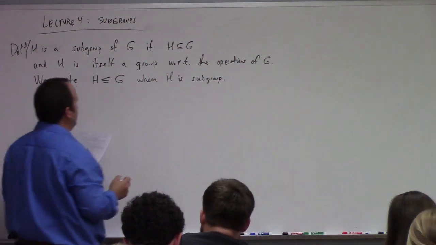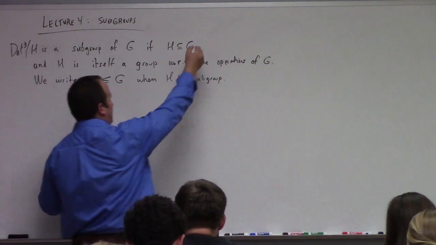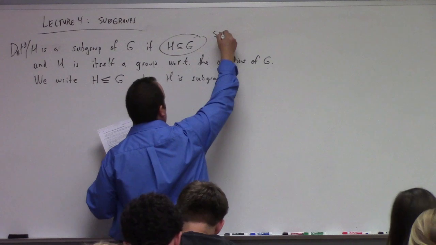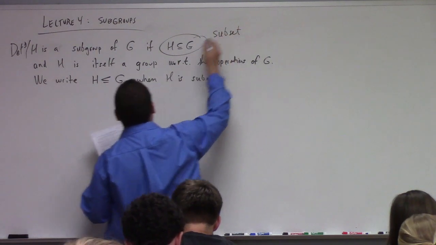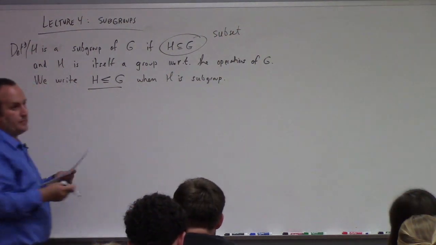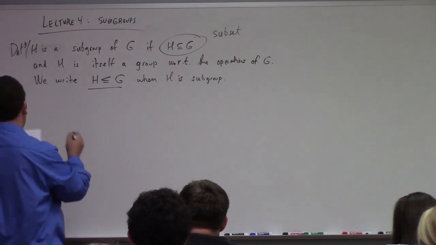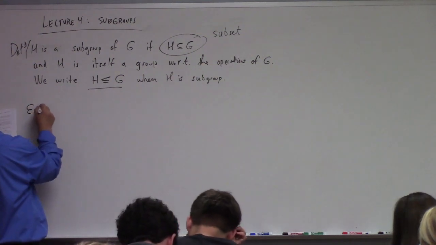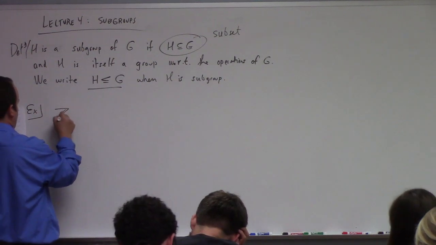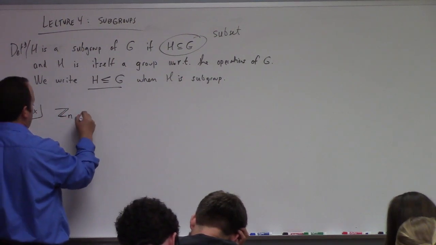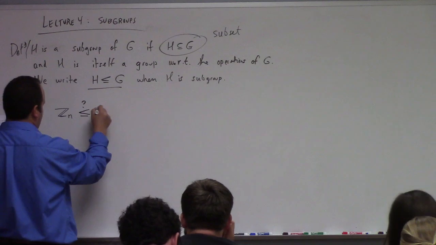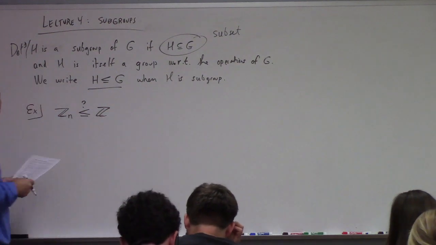All right, notice the difference. This is subset. This is subgroup. All right. So, first example, how about Zn? Is Zn a subgroup of the integers? What do you think?